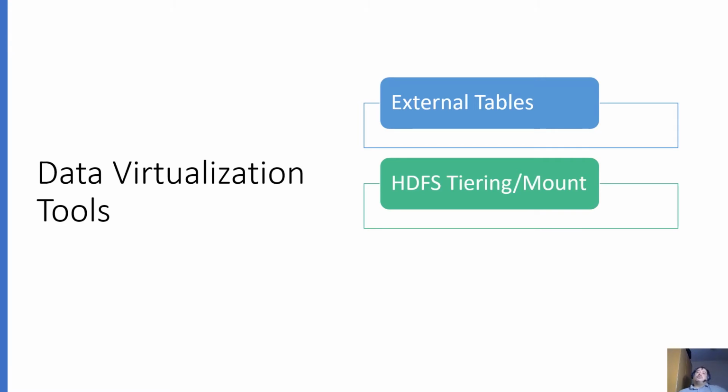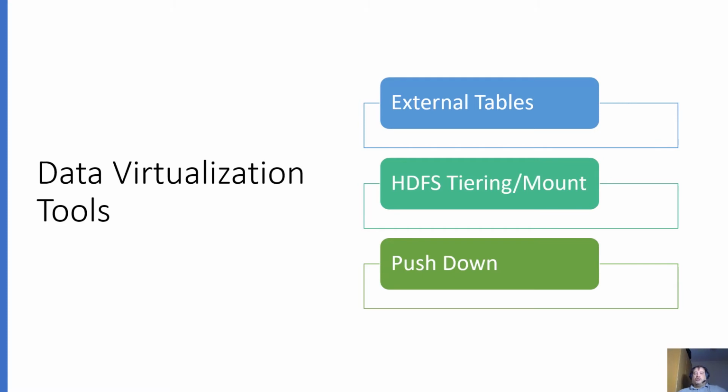So we have already seen two tools to manage data virtualization. We can use external tables pointing to external places where we'll be able to query these places, and we can use ADFS tiering to mount unstructured data inside an ADFS structure. And the third feature is a feature called pushdown. This is a Polybase feature called pushdown. What's this?